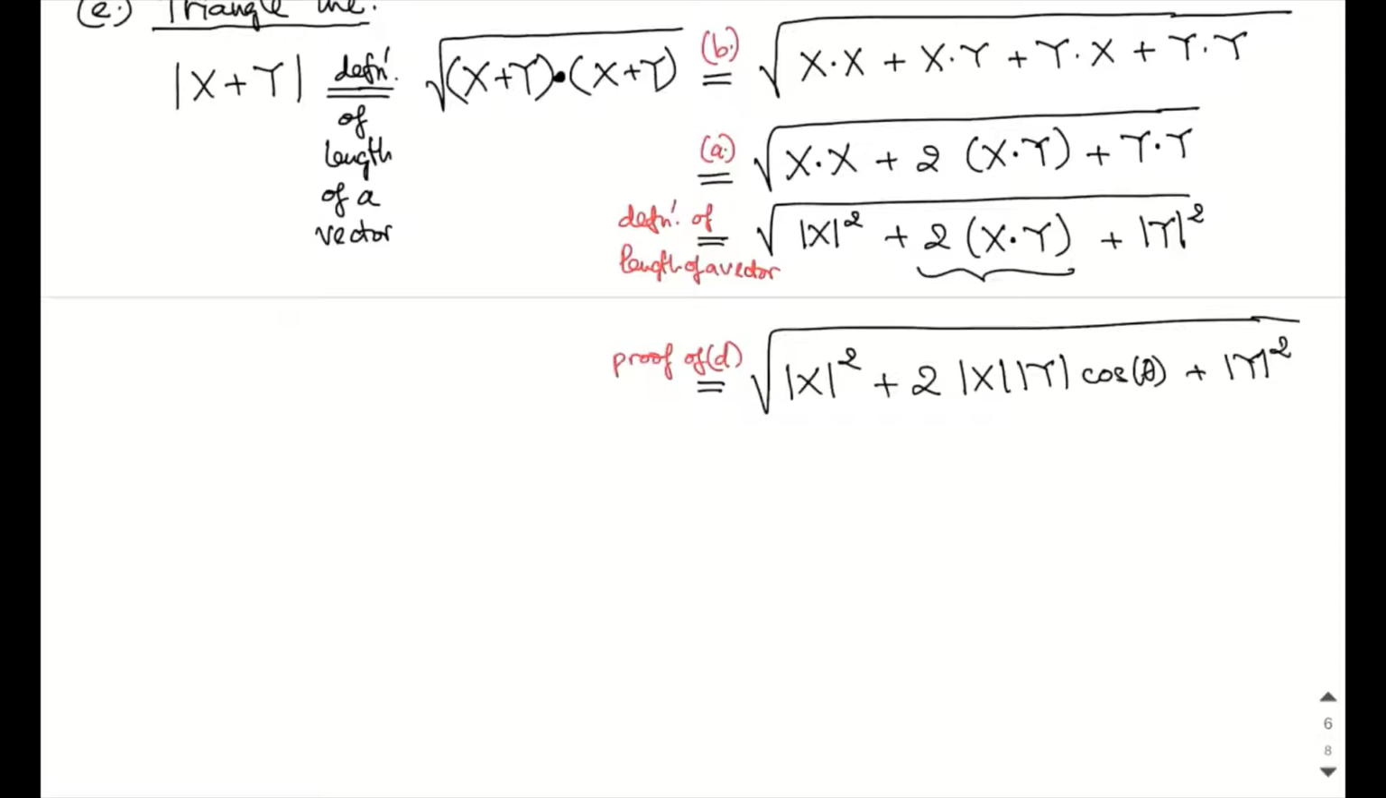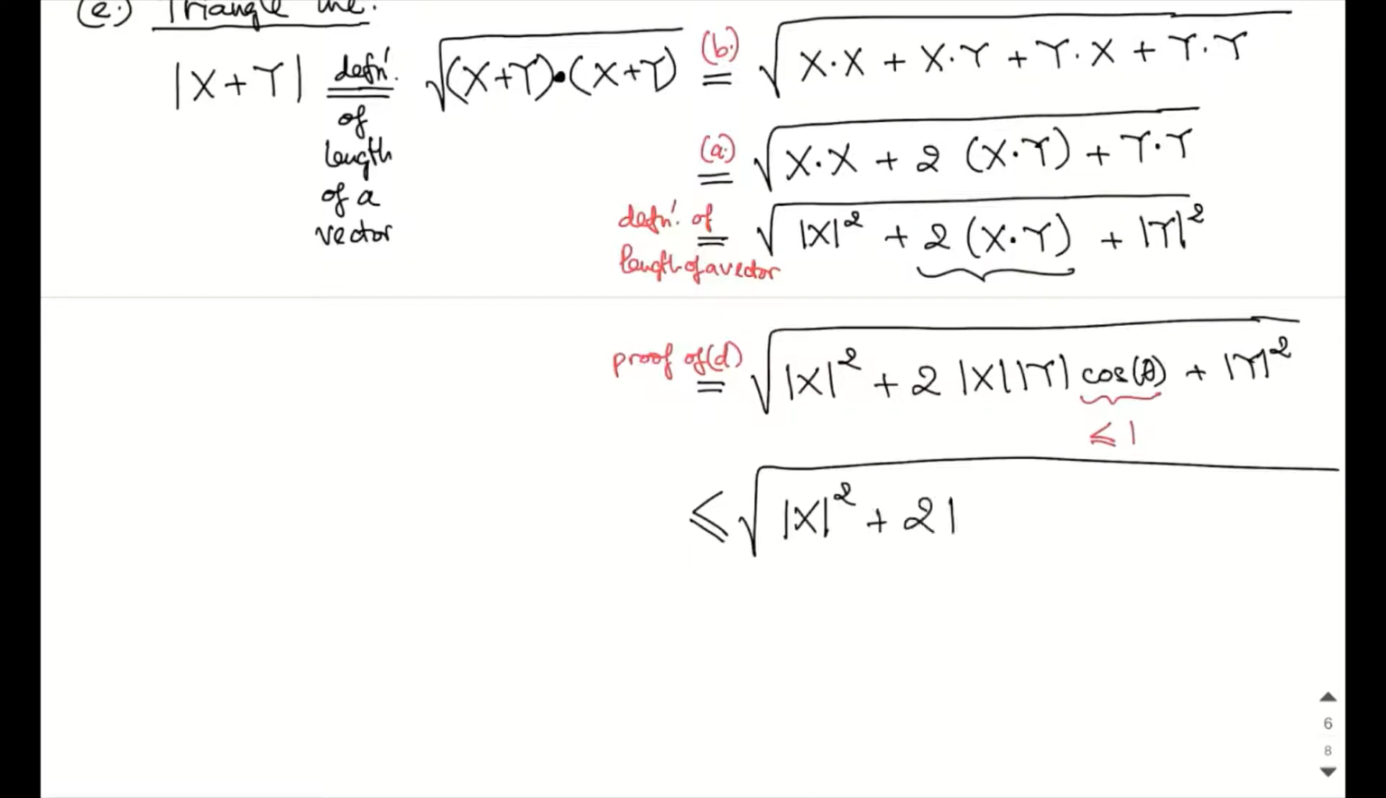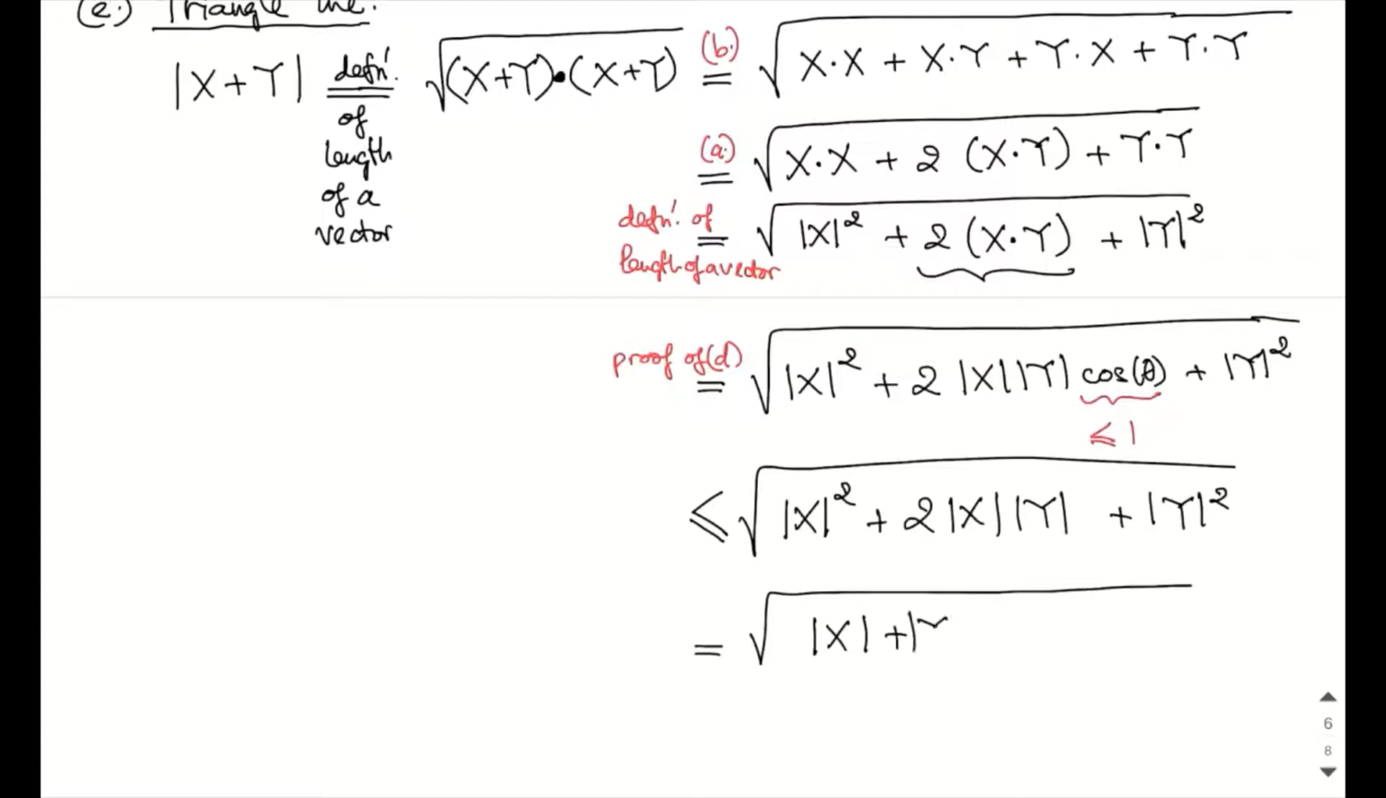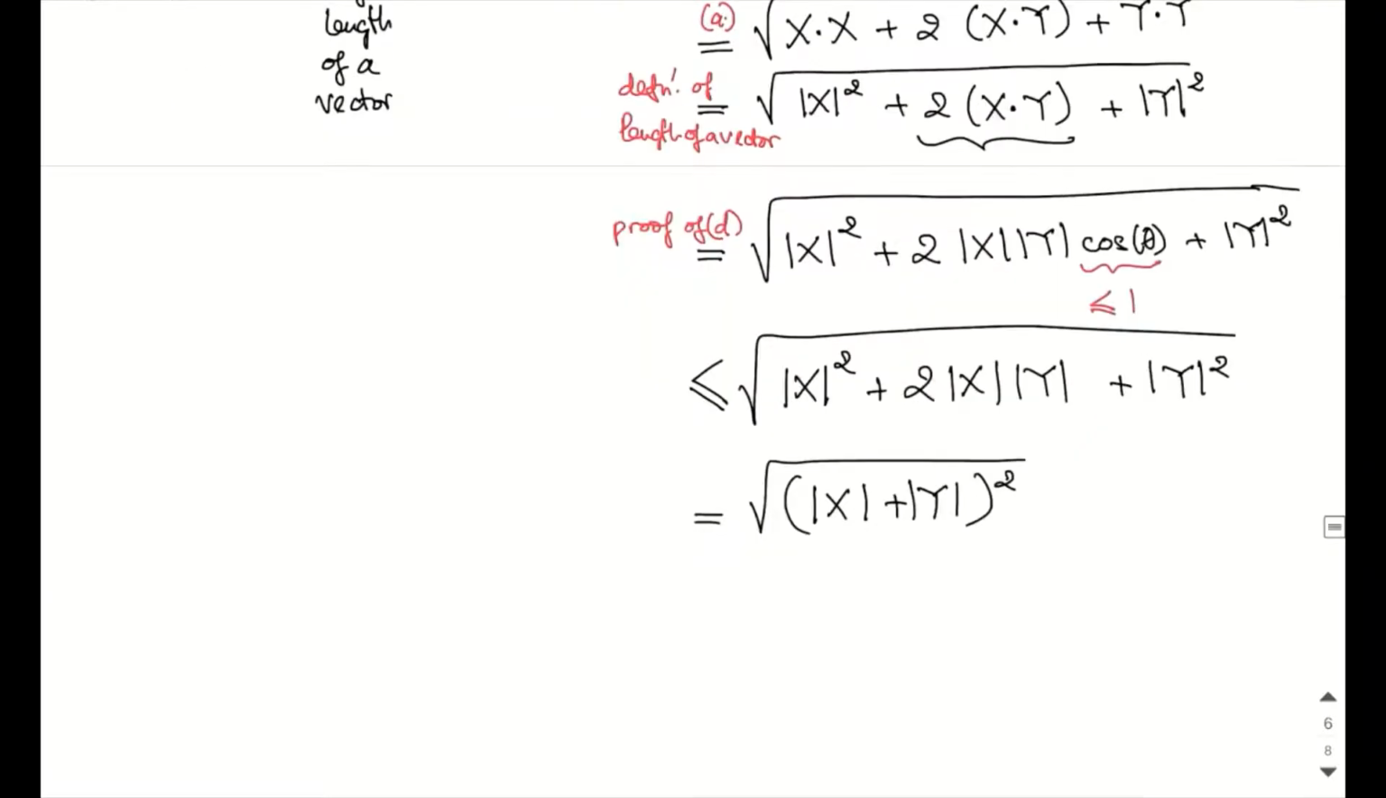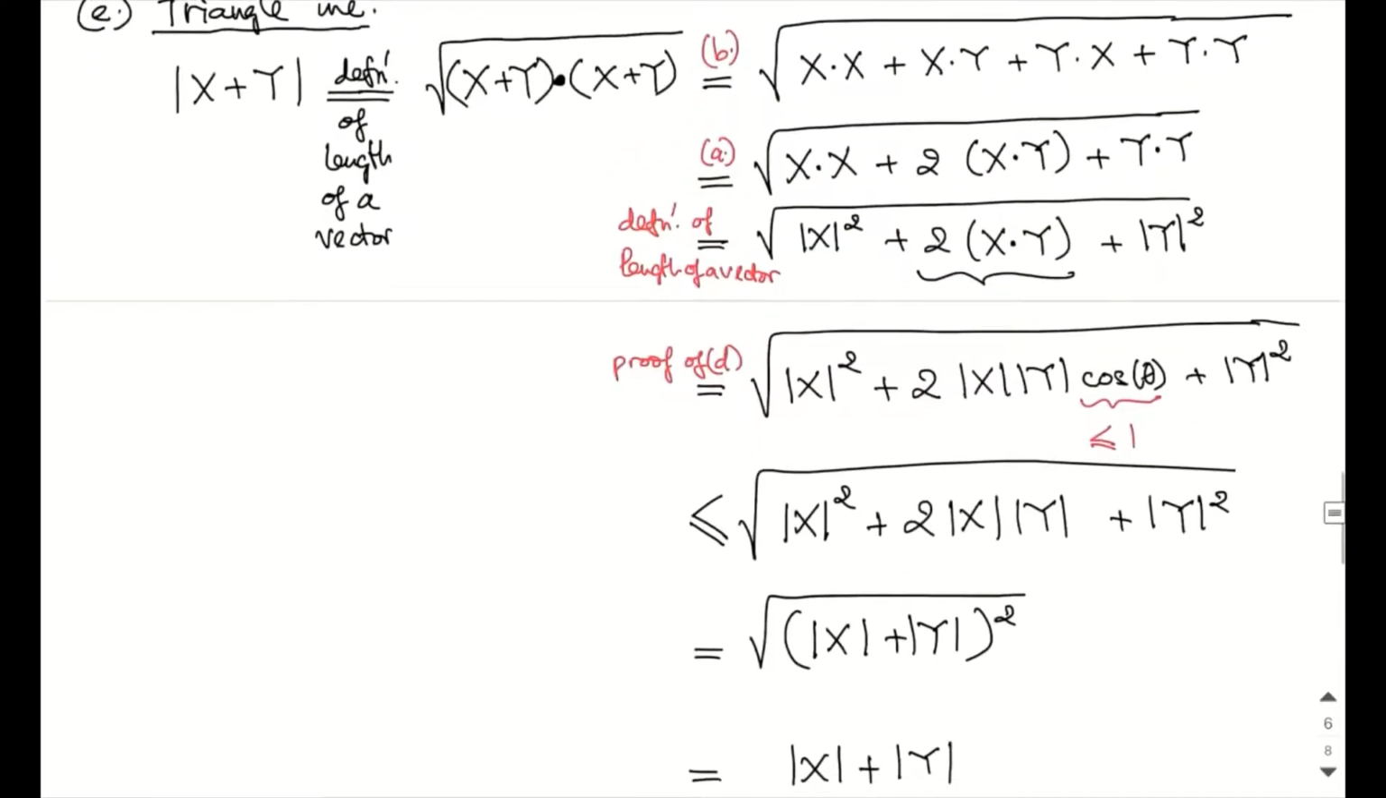But then again, we know that cosine of theta is less than or equal to 1. So that makes the whole expression above less than or equal to square root of length of x squared plus 2 times length of x times length of y times 1, which we don't need to write, and then plus length of y squared. And so the whole thing here would be the same as length of x plus length of y all squared. This is going to be equal to length of x plus length of y because the root is going to kill the square.